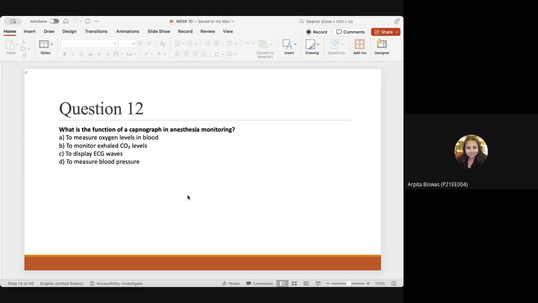What is the function of a capnograph in anesthesia monitoring? First option, to measure the oxygen level in blood. Second option, to measure the exhaled CO2 level. Option C, to display the ECG wave. And option D is to measure the blood pressure.